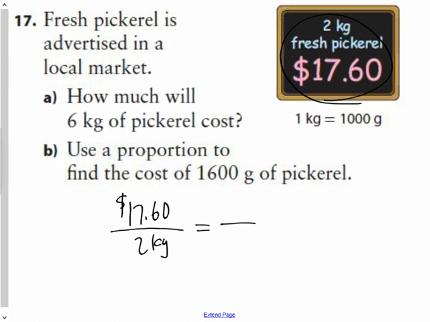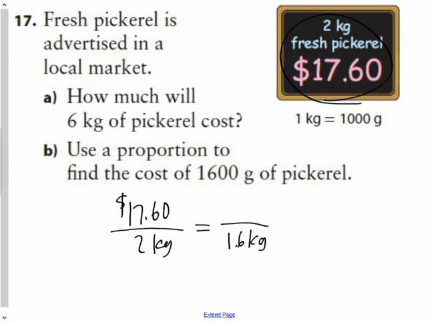How much is it for 1,600 grams? Now the problem with this proportion is that our units are not measured in the same units. We have one in kilograms and one in grams. So what you need to do is do one of two things. You can change 2 kilograms to 2,000 grams, or you can take 1,600 grams and change it to 1.6 kilograms.